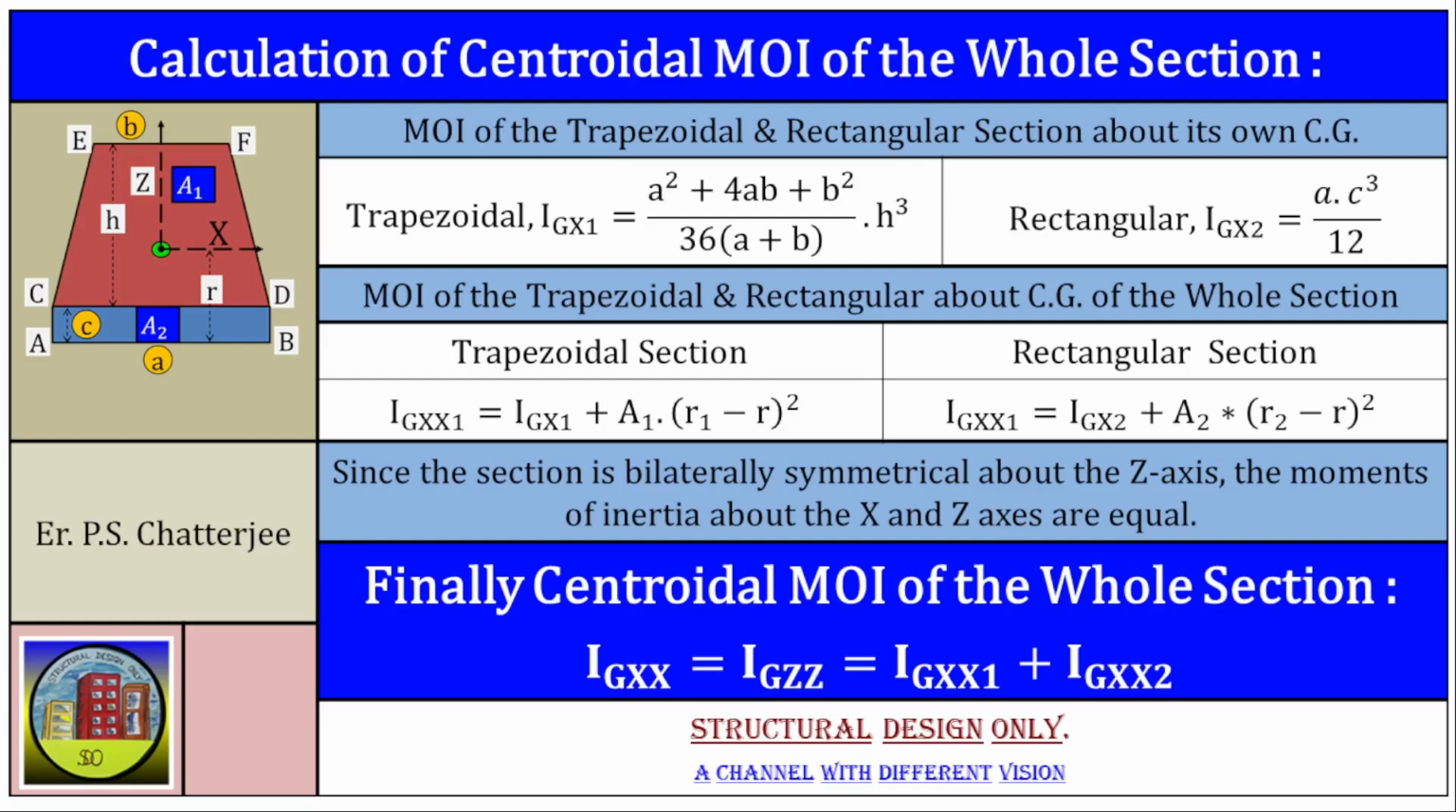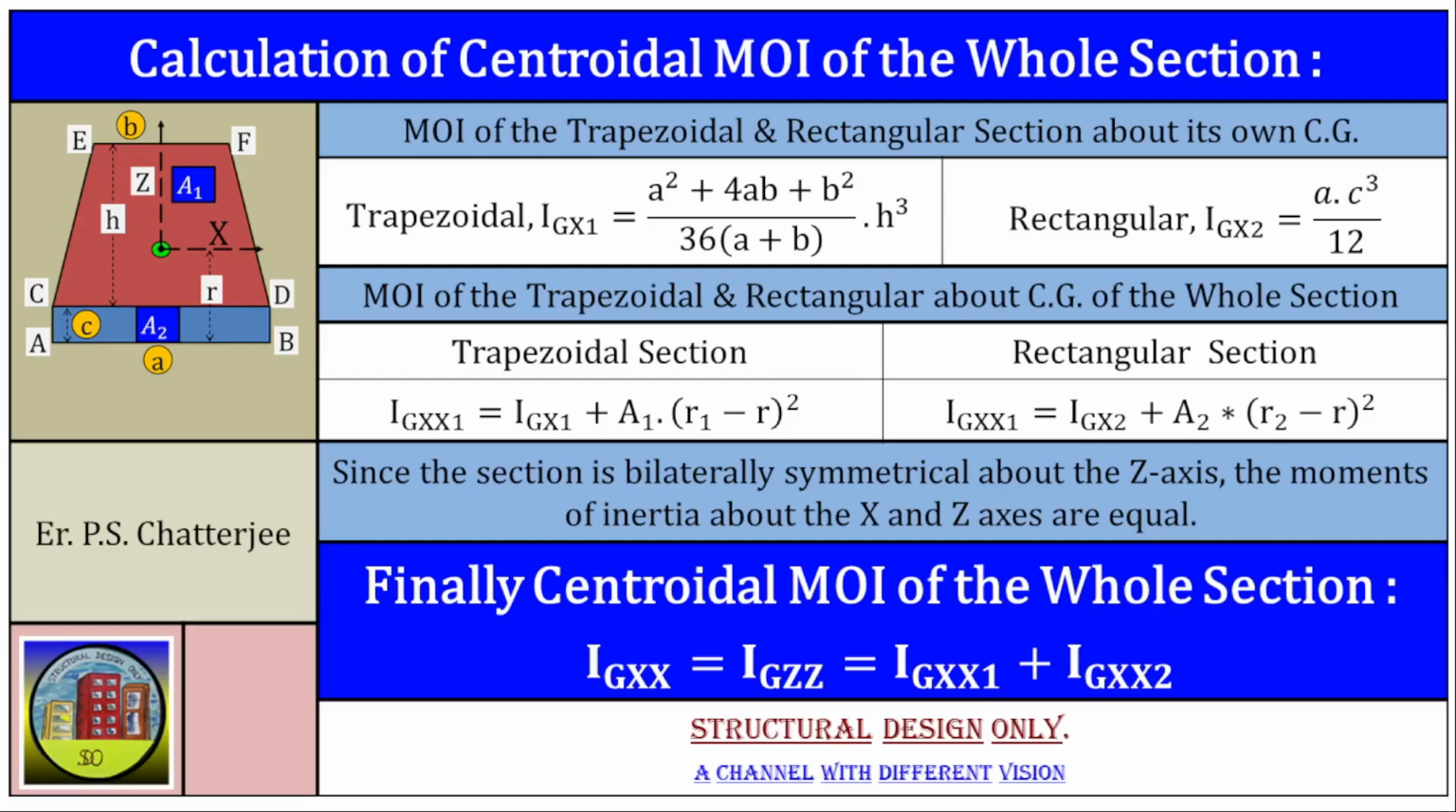Step 2. Calculation of the moment of inertia of each section about CG of the whole section. The moment of inertia of the trapezoidal section, about the CG of the whole section is given by IGX1 equals to IGX1 plus A1, into R1 minus R, whole square. The moment of inertia of the rectangular section, about the CG of the whole section is given by IGX2 equals IGX2 plus A2, into R2 minus R, whole square.